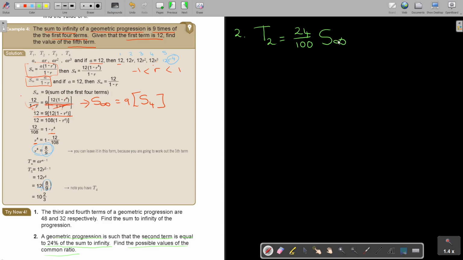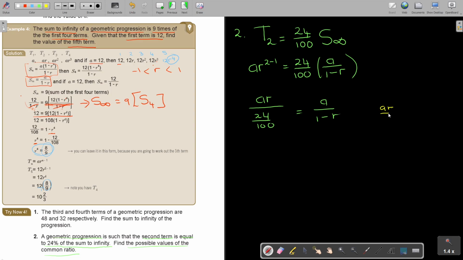Now, the second term is going to be ar, which is r to the power 2 minus 1. Leave it rather as a fraction. Don't make it a decimal, because we are going to work with a fraction on this side also. So a over 1 minus r. This is going to be ar. Now, if you want, you're going to divide by 24 over 100, and that's going to give you a 1 minus r. Let me just do it on the side.